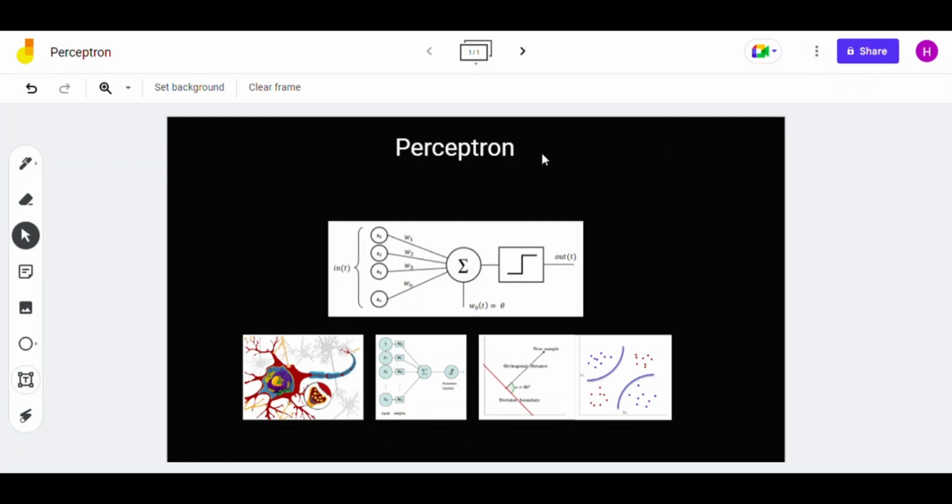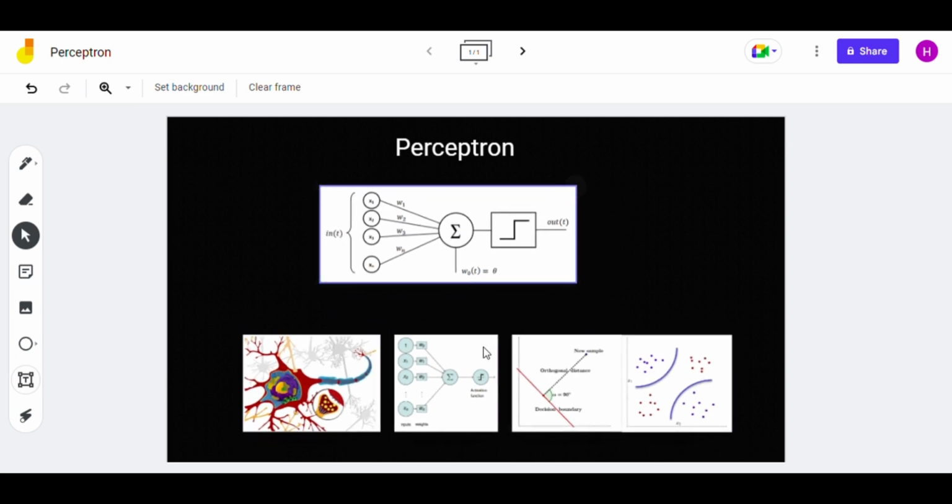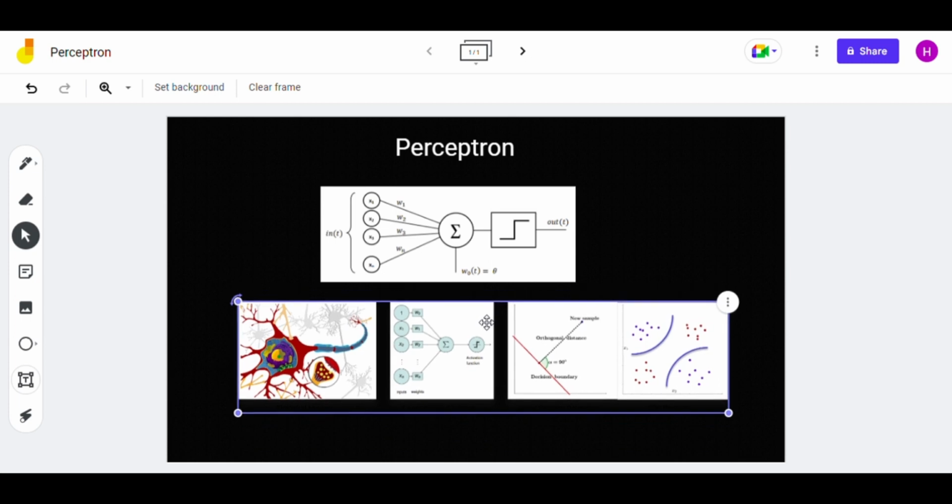So the topic of today is perceptron. So what basically is a perceptron? A perceptron is basically, you can say, another name for a neuron. So what is a neuron? We will first of all deep dive into it, and then we will understand what is a perceptron. So a perceptron is just an artificial copy of a neuron.